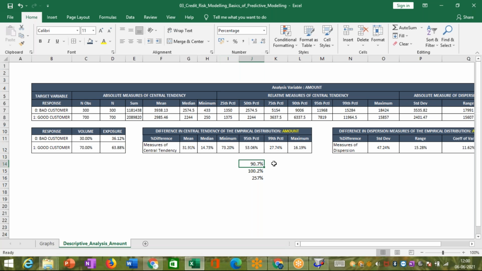Whereas if you see for the good borrowers, the 50th percent versus the 25th percentile, it is something like 63.2%.